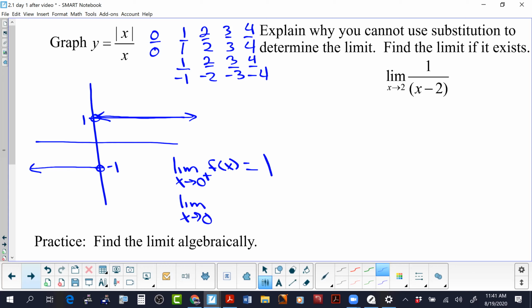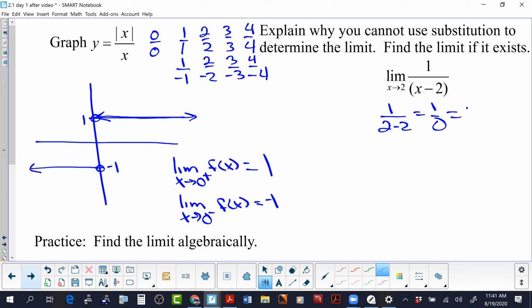The limit as x approaches 0 from the left is down there at -1. And that's why we don't have a limit at that point. But we still have a right and a left limit. That's no problem. Explain why you cannot use substitution to determine the limit. Find the limit that exists.